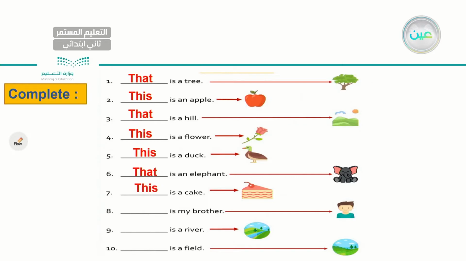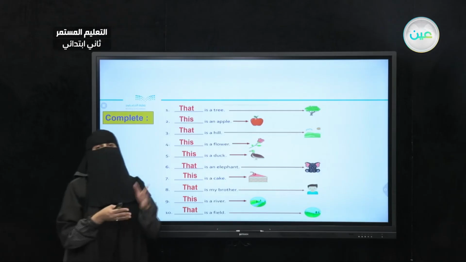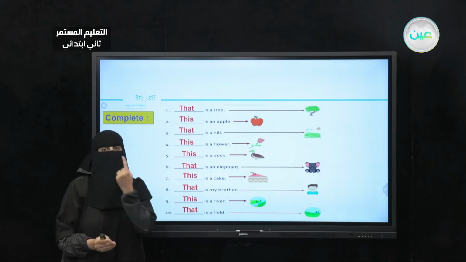My brother. That is my brother. Very good. A river. This is a river. Also, I have a field. It's not close, it's far. That is a field. So, I have to emphasize the importance that this and that is only used with singular.